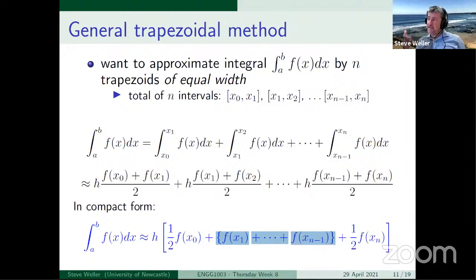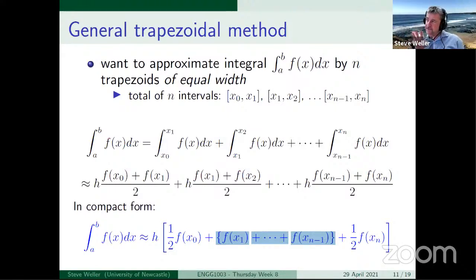So there's a little bit of mathematics involved in putting the expression in the form that you see in the blue equation, highlighted in blue to draw your eye to it. And what that does is really simplify the implementation of the trapezoidal method in Python code.